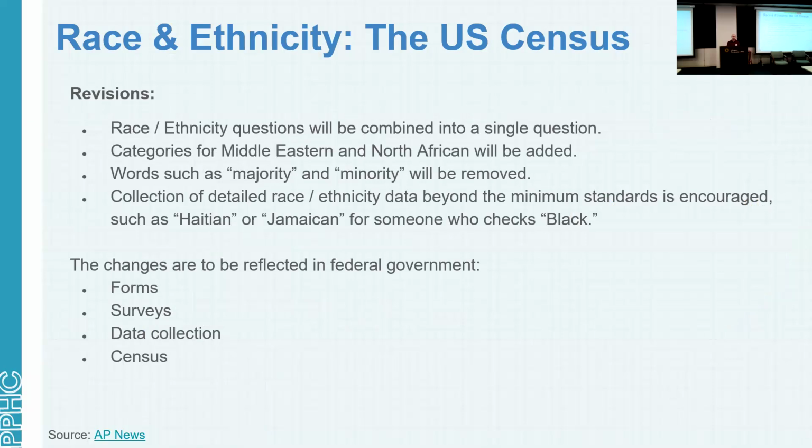25 years later, it was announced in 2024 that the revisions listed here on the screen would be implemented. Those revisions include combining race and ethnicity into one question, adding representation for folks from Middle Eastern and North African countries, removing stigmatizing words such as majority and minority, and the addition of detailed data collection beyond the minimum standard. These changes were to be reflected across government surveys, forms, and the US Census with a proposed implementation timeline of about 18 months.